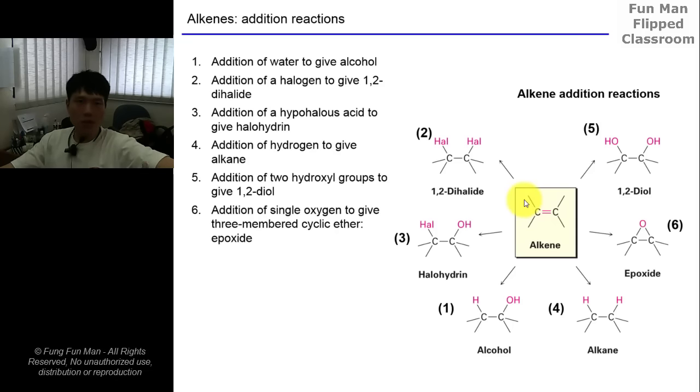For alkenes in general, when you add water, you get alcohol. When you add halogen, you get 1,2-dihalide. When you add a hypohalous acid, halous coming from halogen, it will give a halohydrin. When you add hydrogen, you get alkane. When you add 2 hydroxy groups, you get a 1,2-diol, 2 alcohol groups. When we add a single oxygen, you get a 3-membered cyclic ether called an epoxide.